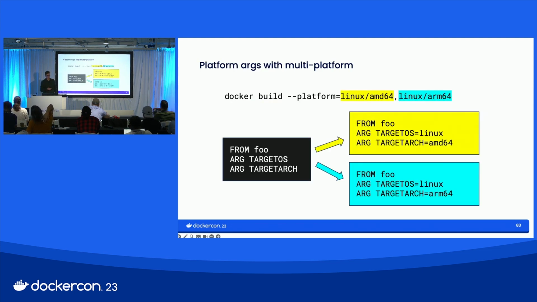This is roughly how it works. You'll have your Dockerfile, and you're using these special target OS and target arch build arguments. And then it's going to split that stage, basically, into two and run them concurrently for each of the platforms that you specify. So this is going to be really efficient and nice.